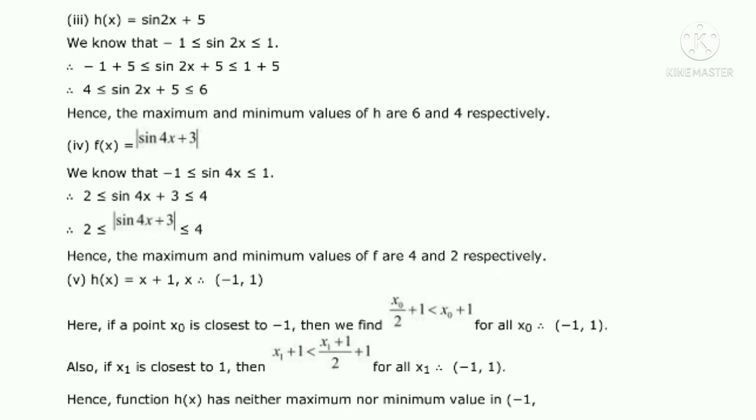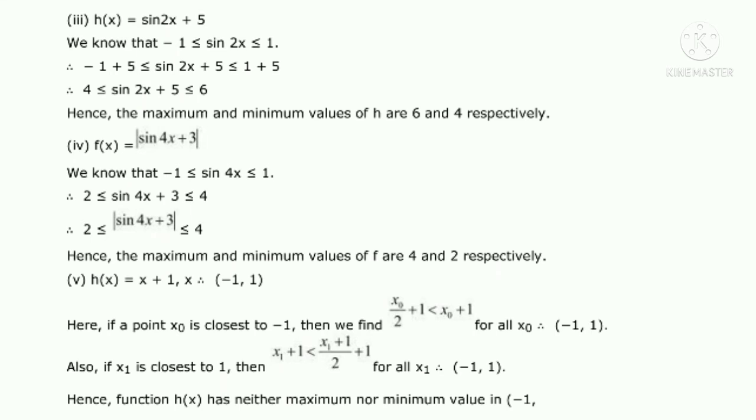Since we know the trigonometric function always lies between minus 1 and 1, at first we write minus 1 less than or equal to sin 4x less than or equal to 1. And after writing this, to balance this result we need plus 3. So adding plus 3 on both sides, on the left hand side we get 2 and on the right hand side we get 4. Minus 1 plus 3 is 2, 1 plus 3 is 4.